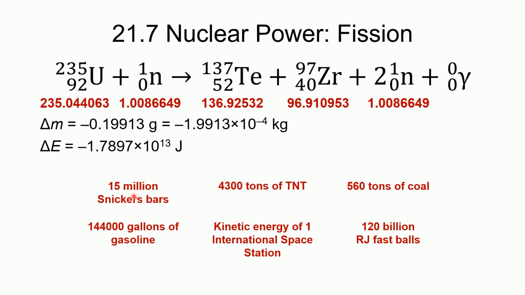If we were to look at the equivalent for TNT, so how much explosive would that be? It's about 4,300 tons of TNT, or 4.3 kilotons of TNT. It'd be about 560 tons of coal if we burned that coal and used that. 144,000 gallons of gasoline, approximately the kinetic energy of one International Space Station, give or take. And then my favorite unit of energy, which is the Randy Johnson fastball. And just as a reminder, a Randy Johnson fastball is worth about 149 joules. All right, so this, just using 235 grams of that uranium, produces enormous amounts of energy.